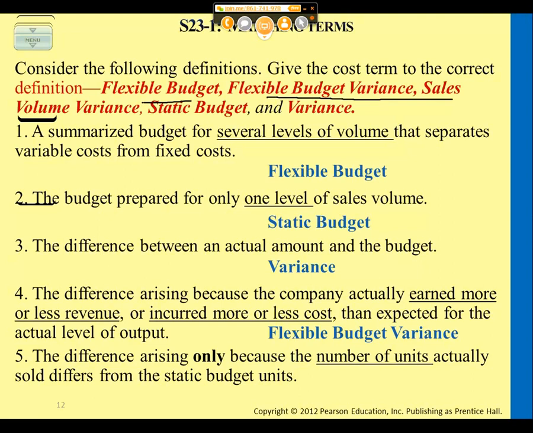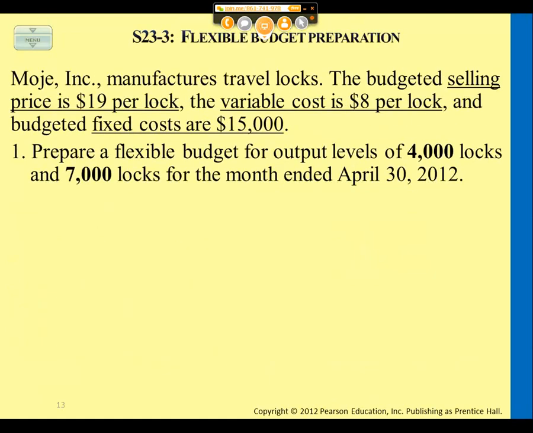It's our sales volume variance. All right. So you can see from here, flexible budget variance takes a little bit more than just the change in number of units sold in the definition of itself, right? It's because the company actually earned more or less revenue, incurred more or less costs than expected from actual levels of output.